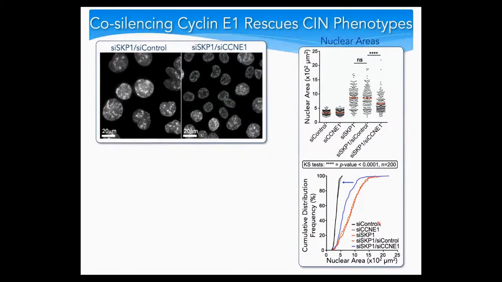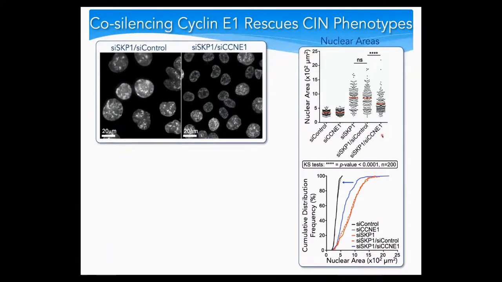So if the assumption is reduced SCIP1 expression induces an increase in cyclin E1 that causes those same phenotypes, if we co-silence SCIP1 with cyclin E1, we would expect to minimize or phenotypically rescue those aberrant phenotypes. And that's shown here in this initial image where we have a SCIP1 silence condition and we have relatively large nuclei. When we co-silence SCIP1 with cyclin E1, we begin to see smaller nuclei, so a rescue of that phenotype.